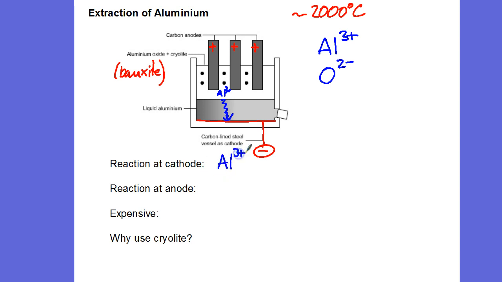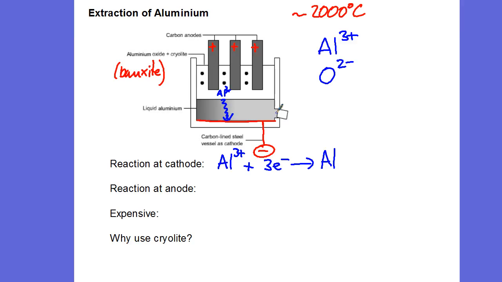And when they hit that negative cathode, they attract electrons off it. And it's the electrons that make the cathode negative in the first place. And you therefore form aluminium metal. And the aluminium builds up and builds up and builds up at the bottom of the cell, and eventually we can tap it off. Eventually it will flow out whenever we want it.